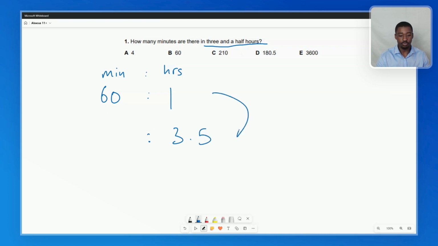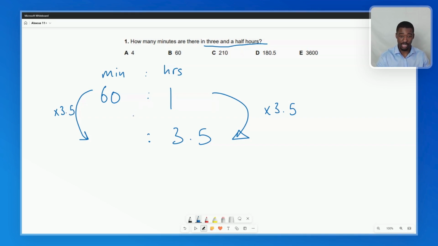So we can use this logic just as we're multiplying the hours column, right? Just as we're multiplying the hours column by 3.5, we can work out how many minutes this should be equal to by multiplying the minutes column by 3.5. So how do we do this?